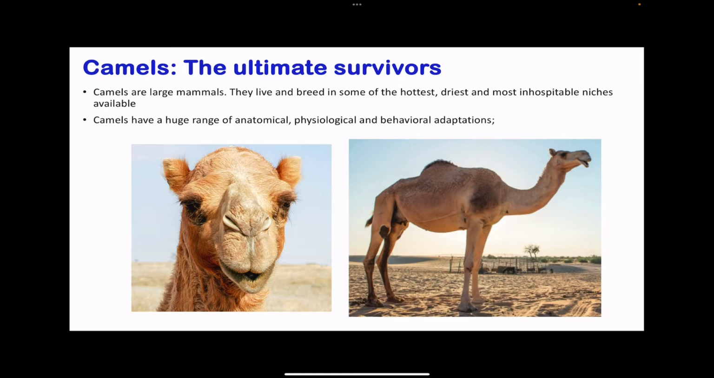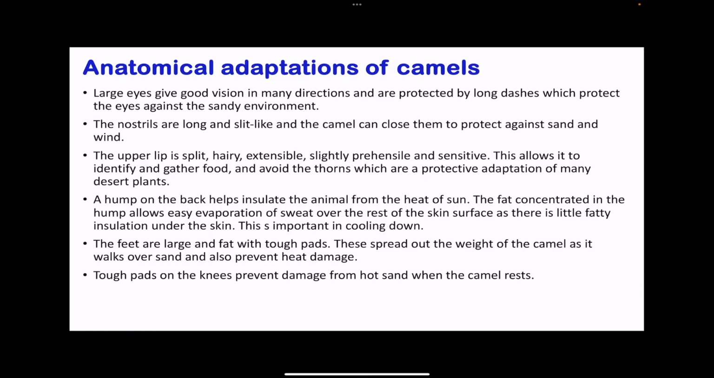Camels, of course, are very large, and they have different adaptations which can be anatomical, physiological, and behavioral. Looking at the anatomical adaptations of these camels, they have large eyes, and these give them good vision in all directions, and also they have long lashes that protect them against the sandy environment, meaning the lashes can protect the eyes so the sand will not go inside the eyes.